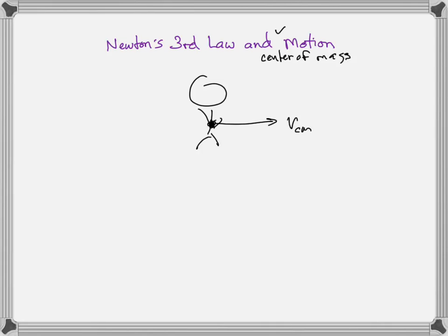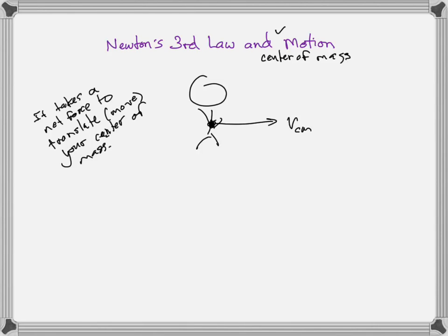So this is what I mean by Newton's third law and motion, but I'm talking about translating your center of mass, or moving your center of mass. The official physics term is translation of center of mass. That's not a third law fact. That's a second law fact. F net equals ma. You have to have a net force to move a mass.